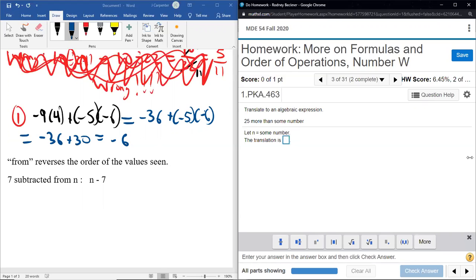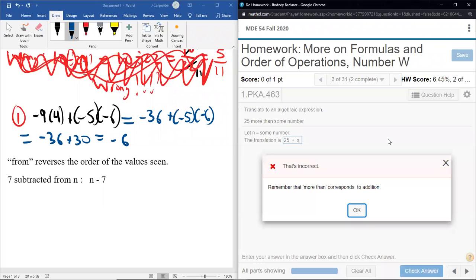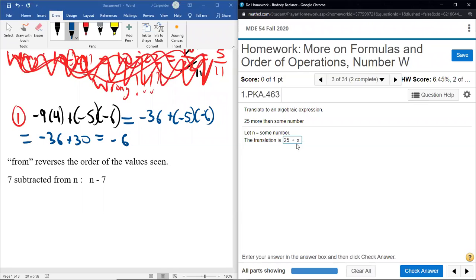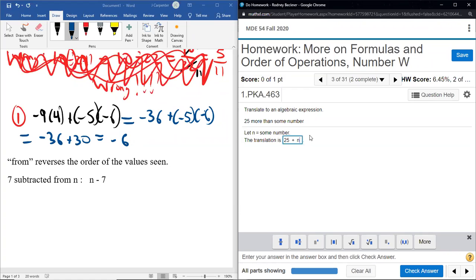So 25, and then I do plus X, and I'm rushing, and I check my answer, and they say it's not right. They say more than corresponds to addition. That's a pretty good hint. It's actually not what's wrong with what we have up here, and that might be confusing if you don't pay attention. What we did wrong was we used our generic X, which we usually like to do, instead of what MyMathLab told us to do, which was to use N.